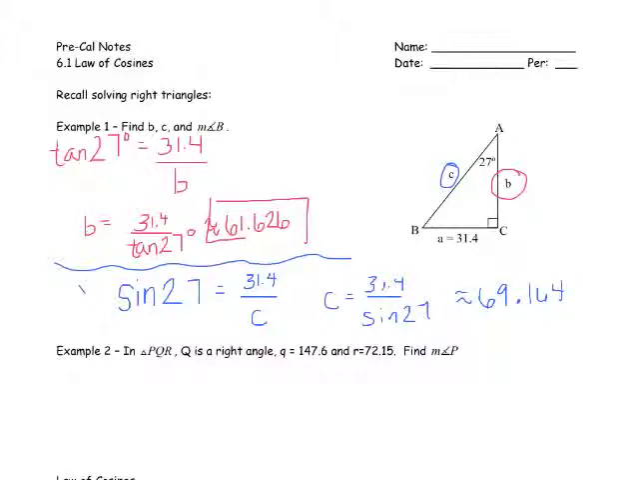Okay, and then lastly, to solve for angle B, of course the easiest thing to do is angles of a triangle add up to 180, so if we go ahead and do that, we get 63.